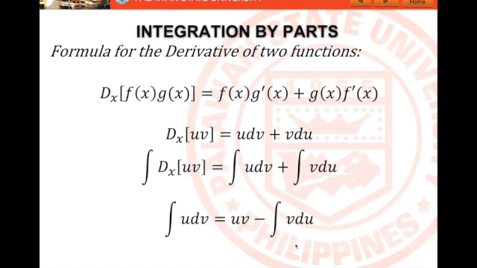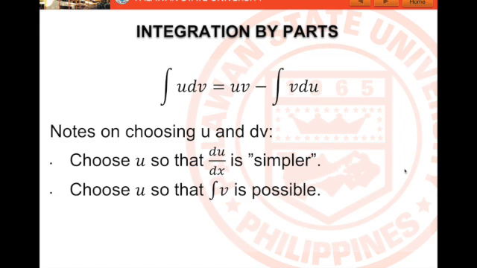So now you have an idea that from the integral of u dv, we need to somehow transform the problem into the integral of v times du. So now let's try to establish some rules on what is u and what should be dv.